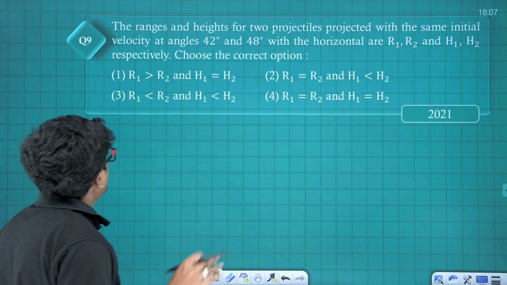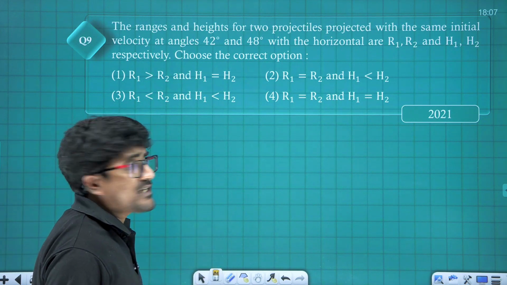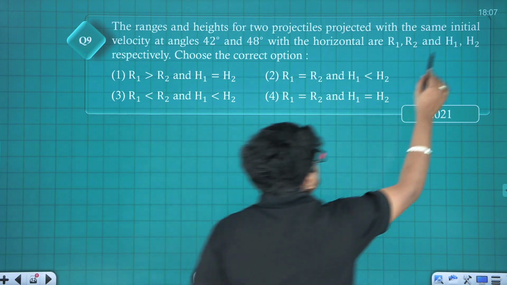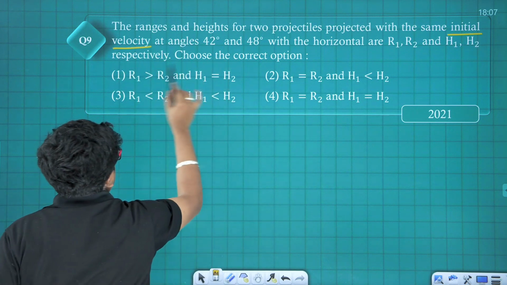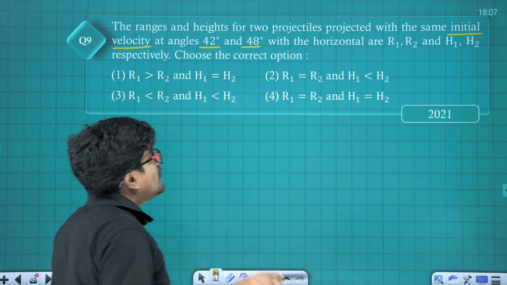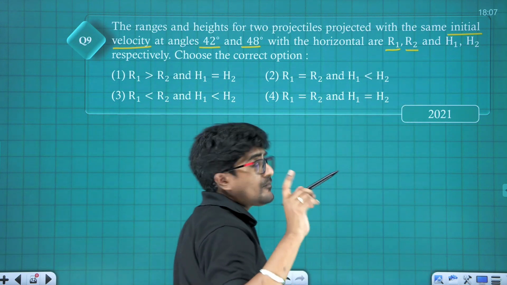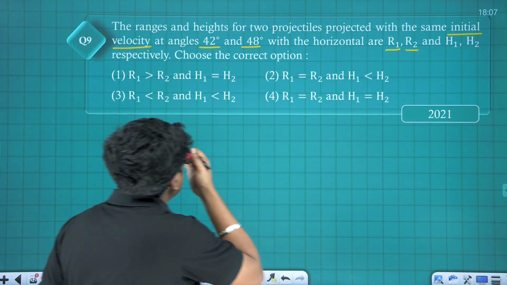The question says the ranges and the heights for two projectiles projected with the same initial velocity. You must not miss this. Same initial velocity at an angle of 42 degrees and 48 degrees with the horizontal are R1 and R2, and H1 and H2 respectively. Choose the correct option.